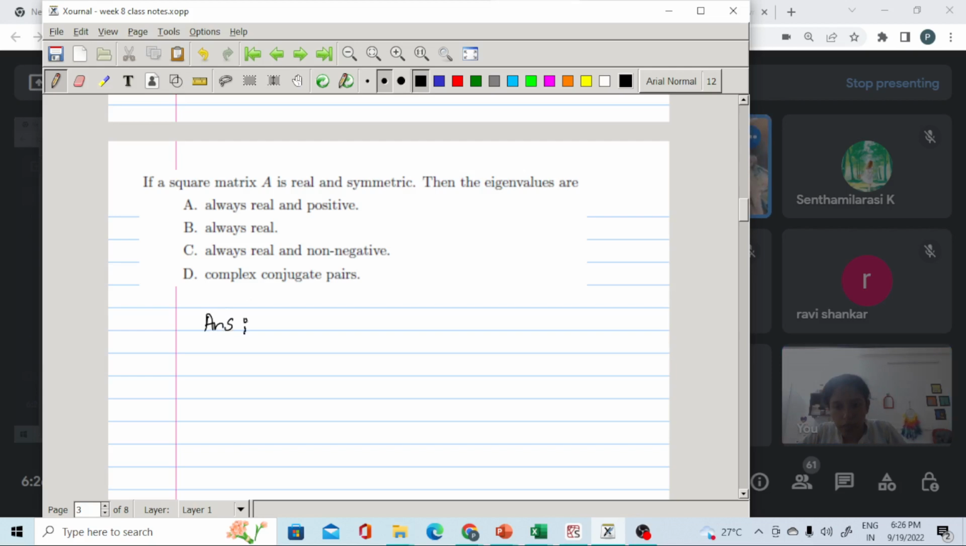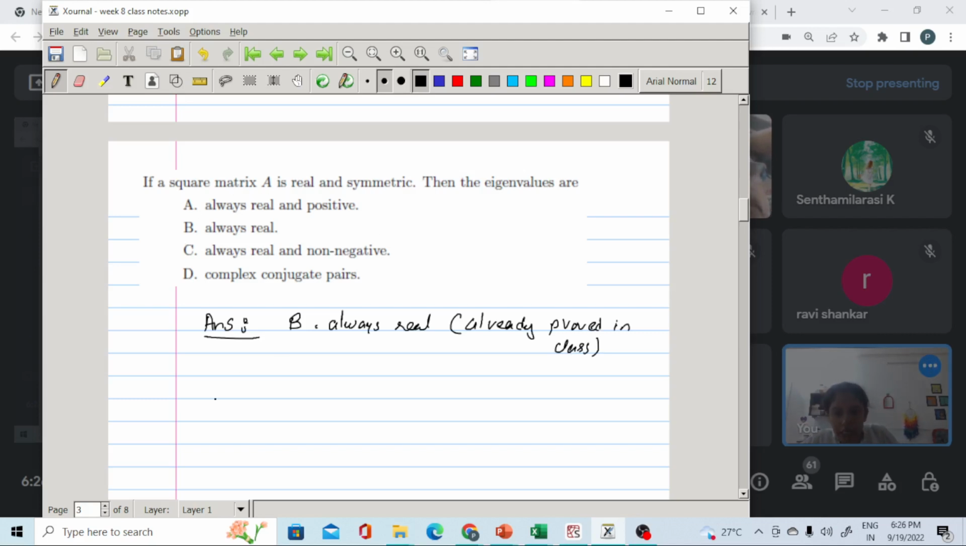Always real. Yes, always real. I am not going to repeat the proof, it was already proved in the class. So let us just examine all the other three, A, C and D, whether they are possible or not.